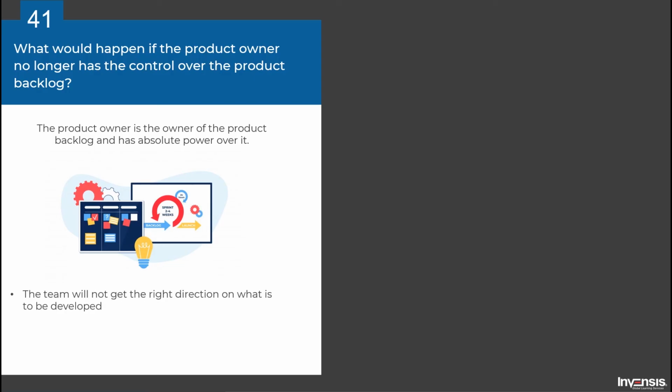If the product owner has no control, then the team will not get the right direction on what is to be developed. They will not understand the vision and goals of the product. The backlog will look like a bunch of random things thrown together. It will even impact the customers very hard, as they will not get what they expected. Therefore, it's highly imperative for a product owner to have confidence when it comes to the product backlog.